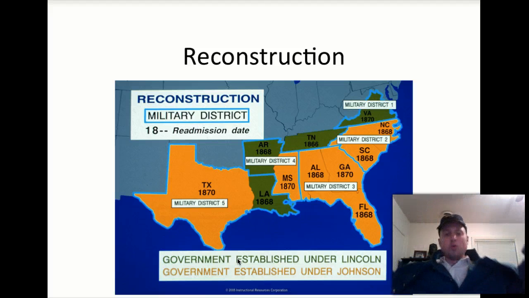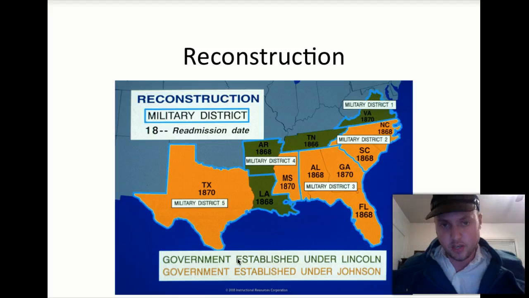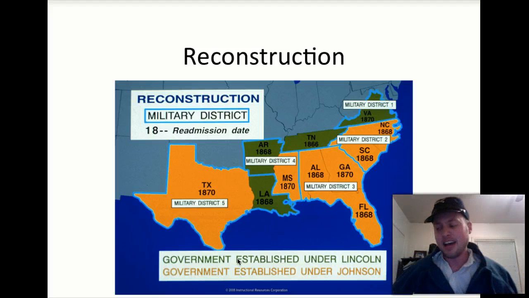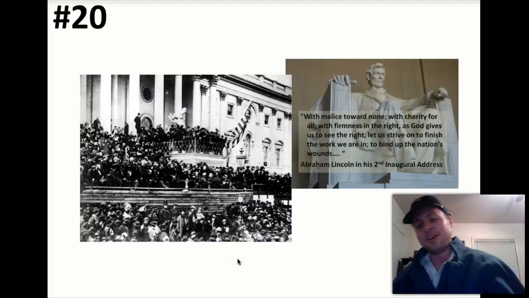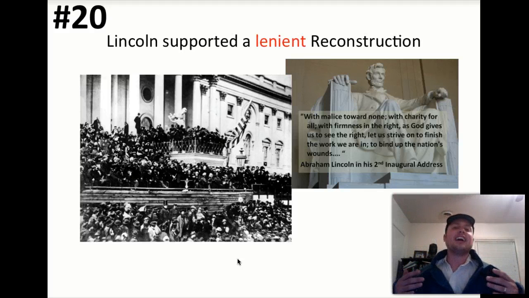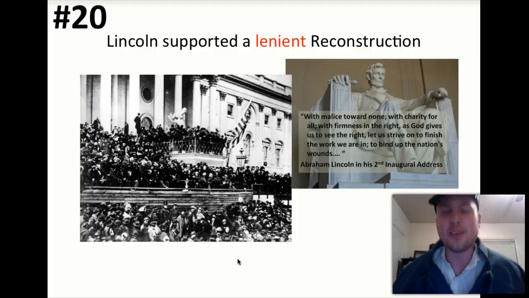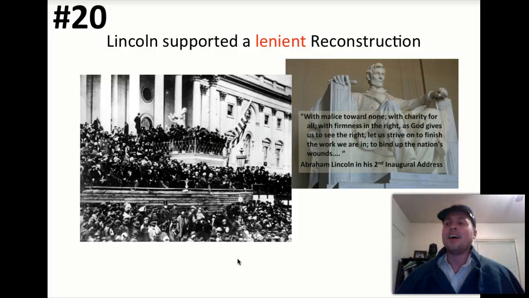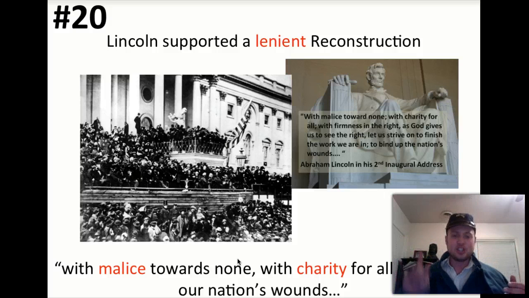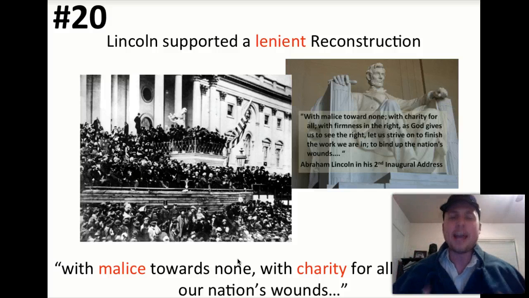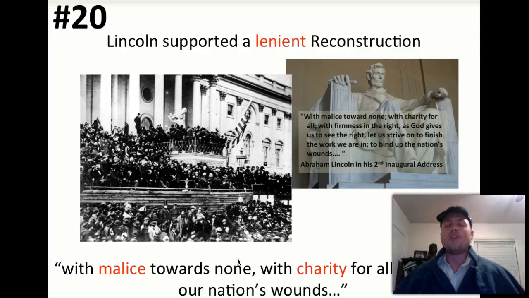All right. So we have ripped the country apart because of Civil War. Well, here's a tough job. How are we going to bring it back together? Well, good old Abe Lincoln, good guy Lincoln, he supports a lenient Reconstruction. Don't worry, be happy, South. You know, gosh, we killed hundreds of thousands of each other, didn't we? But with malice towards none, meaning no hatred towards our brothers in the South. With charity for all, we must bind up our nation's wounds.